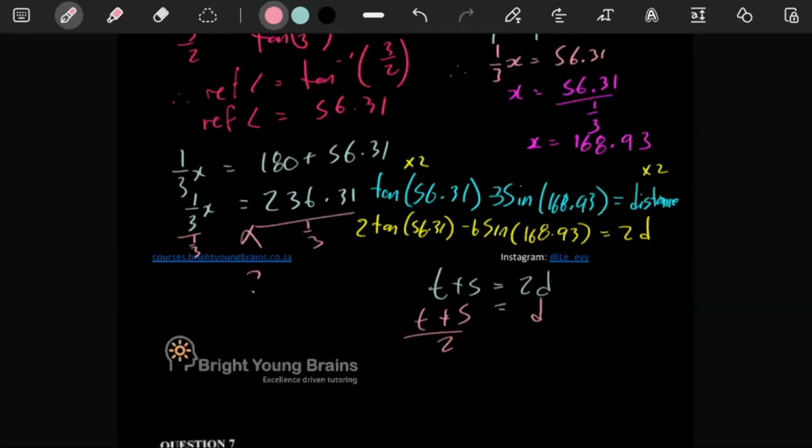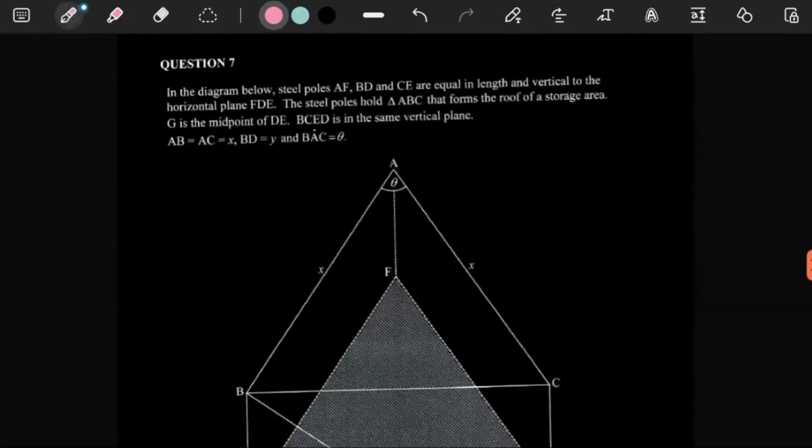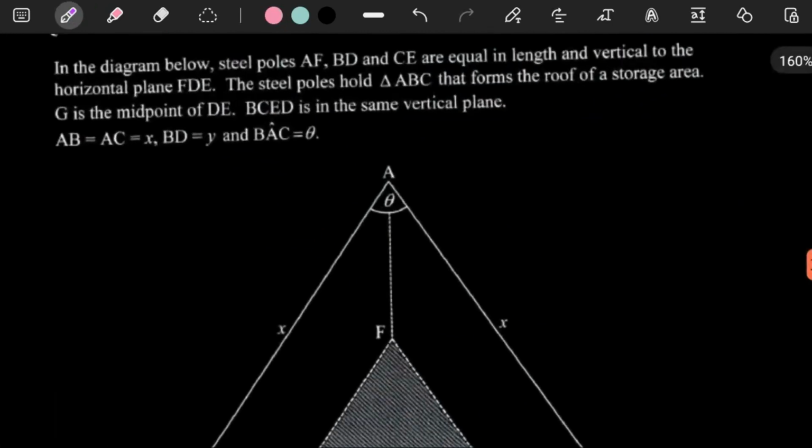So, question 7, here we are. To be honest, this question paper is throwing hands, like serious hands.